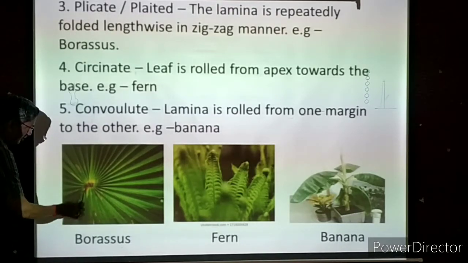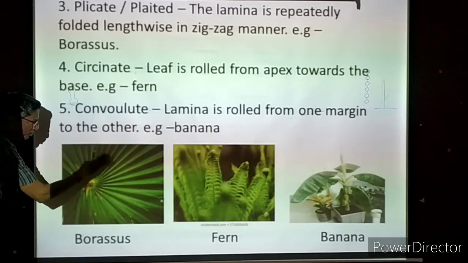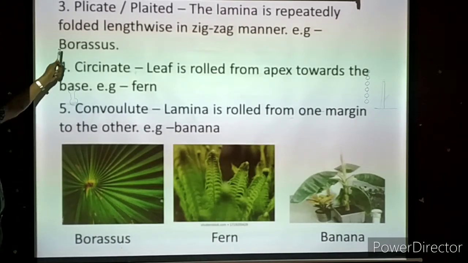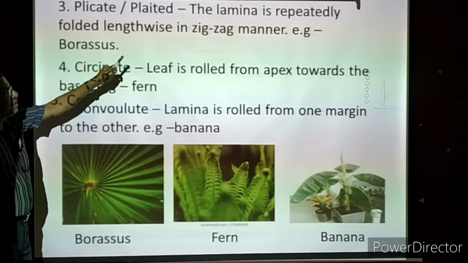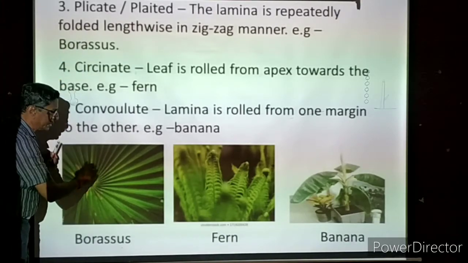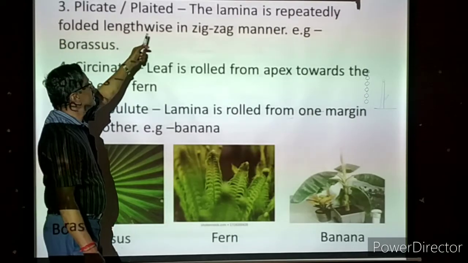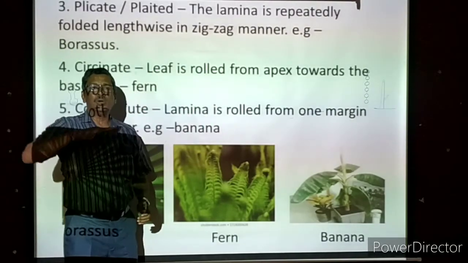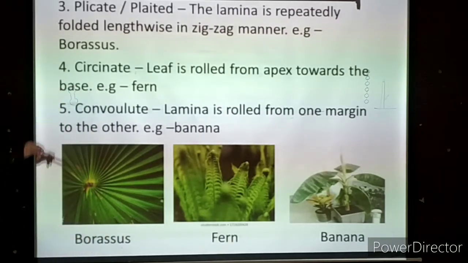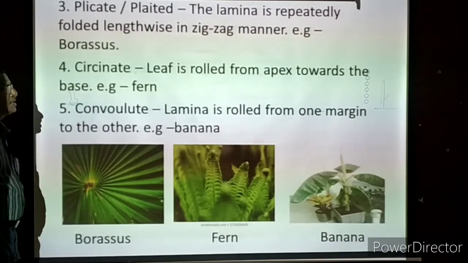Now this is the stalk, the lamina is present, but in the lamina if you take, a number of foldings will be there with the veins. A number of veins will be present. That is actually a number of lamina is repeatedly folded. Now see that one folding, second fold, third, fourth, fifth, like that. Maybe about 40-50 foldings will be present. Okay, folded lengthwise in zigzag manner. One is up, another one is down. Again up, again down, like that. Example, that is borassus.